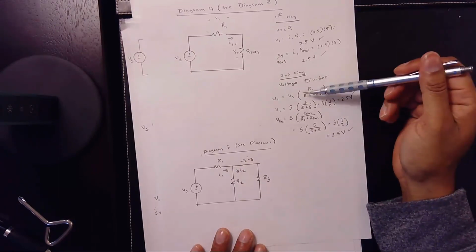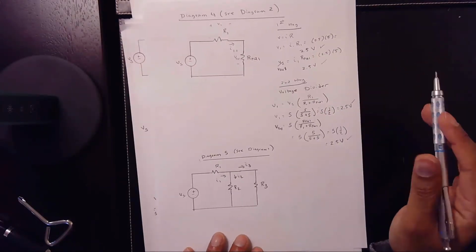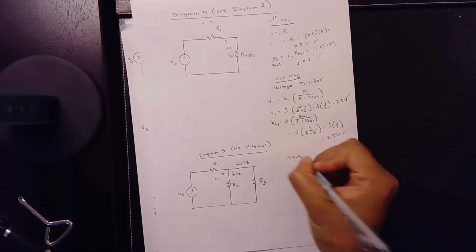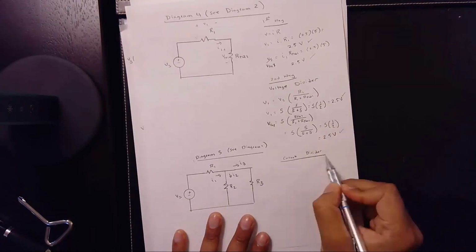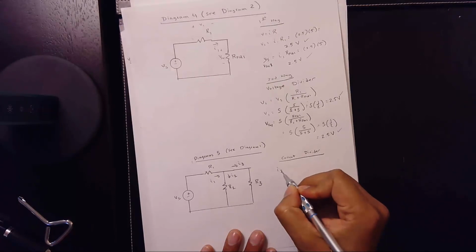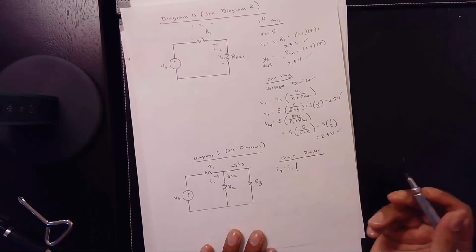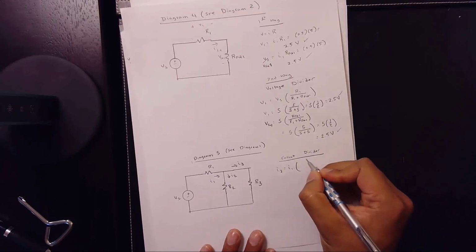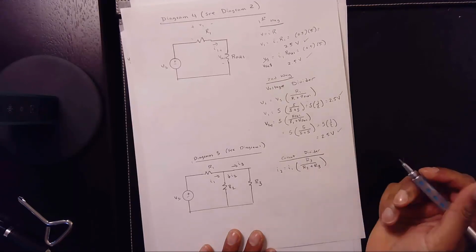The voltage divider is optional. You can use this way or you could do it this way. But the current divider is the most critical step, okay? And this is called current divider, okay? And it's not intuitive. You just got to kind of go with the flow, right? I2 is basically I1 times the opposite resistor over the total resistance in the parallel circuit, which is R3 over R2 plus R3, just like that.